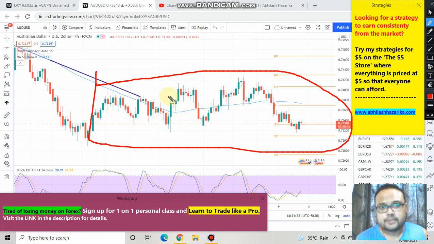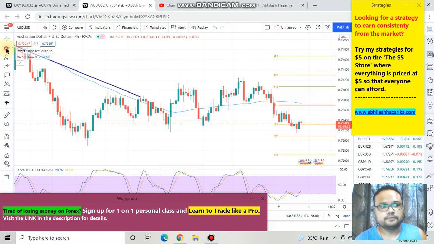And in a sideways market, we can take trades on both sides, because there is no proper trend here. Right now you can see that the market is sideways, and most importantly, the market is just standing at a support here.